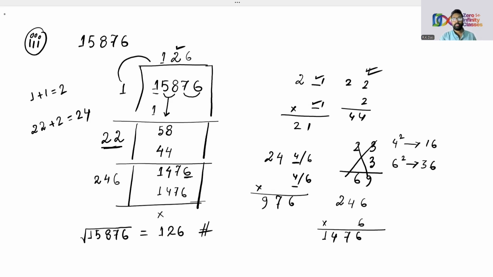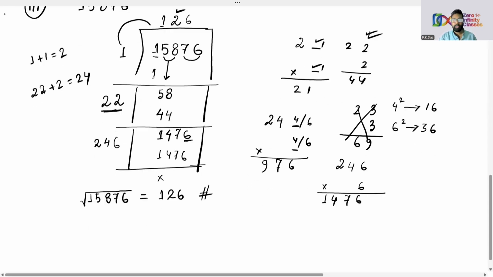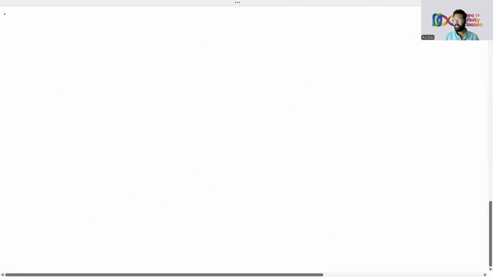Okay. Next, in question number 4, I'll be taking a 6-digit number. First, we have seen 4-digit numbers; we have done two examples with 4-digit numbers. Then in question number 3, we have done a 5-digit number. And in question number 4, we are going to solve a 6-digit number. So let me take a 6-digit number.